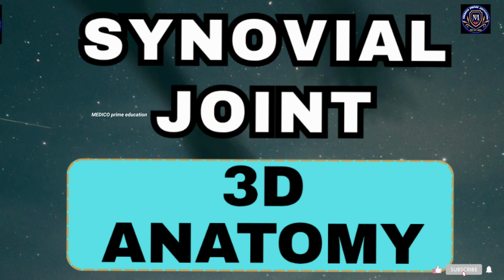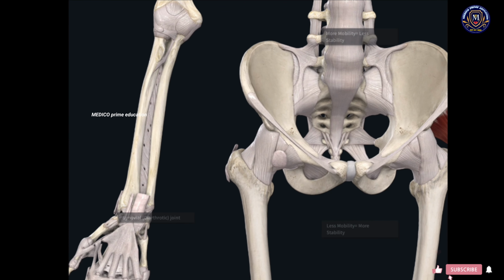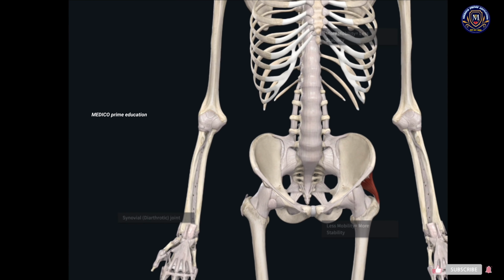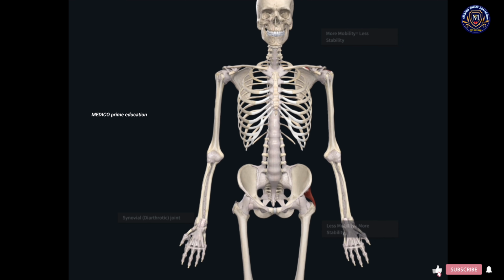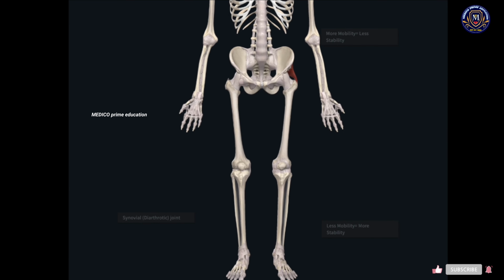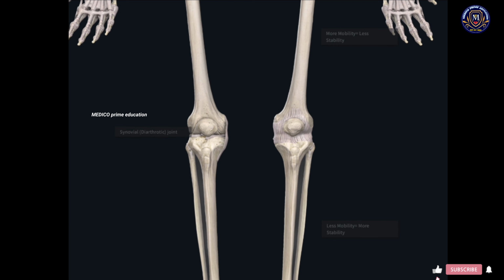Synovial joints. Synovial joints are the most common type of joint in our body, and in most cases are what we think of when we hear the word joint. So you instinctively may think of your shoulder or the elbow, the wrist, the hip, or the knee, or some other part of your body. And that's really what's going to be a synovial joint.